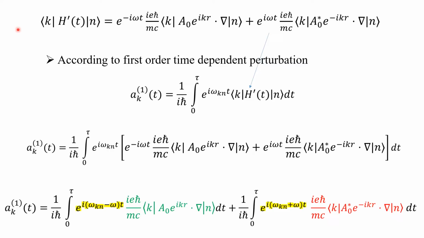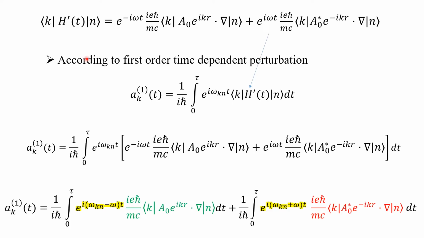Now we got ⟨k|H prime(t)|n⟩, that is, the time dependent perturbed Hamiltonian, multiplied with ket n, is equal to e power minus i omega t, i e h cross over mc ⟨k|A naught e power i k·r dot del|n⟩ e power i omega t, plus i e h cross over mc ⟨k|A naught star e power minus i k·r dot del|n⟩.